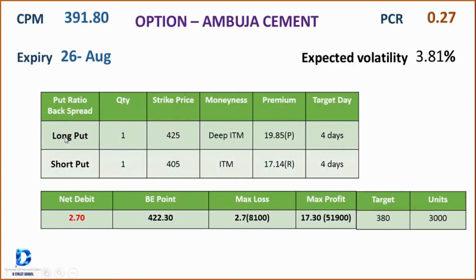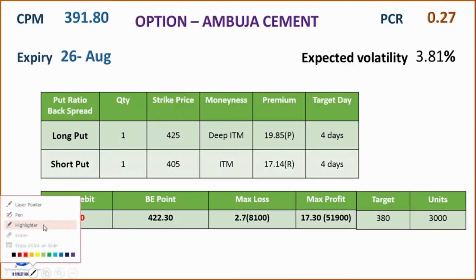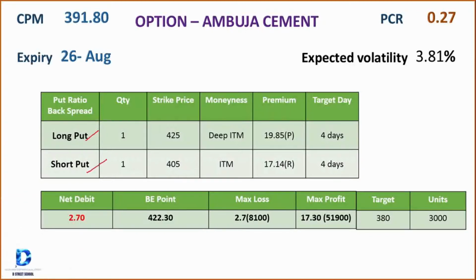As I said before, we will be initiating two legs. One is a long put, another one is a short put. We'll be initiating one quantity in both legs. For the long put, we are choosing the 425 strike price, which is deep in the money, by paying 19 rupees 85 paise premium. Our target date would be a maximum of 4 days. For the second leg, the short put, we go for one quantity, and we are opting for the 405 strike price by receiving 17 rupees 14 paise premium.